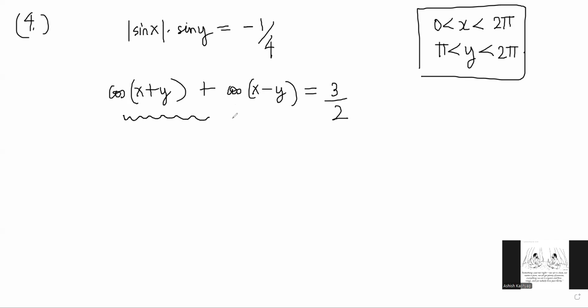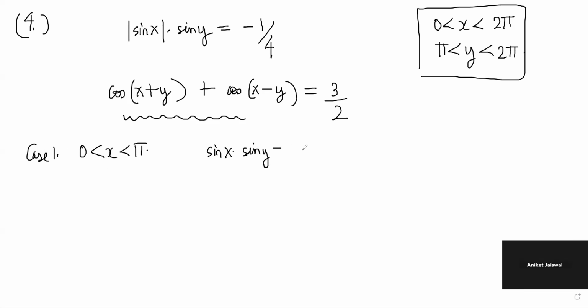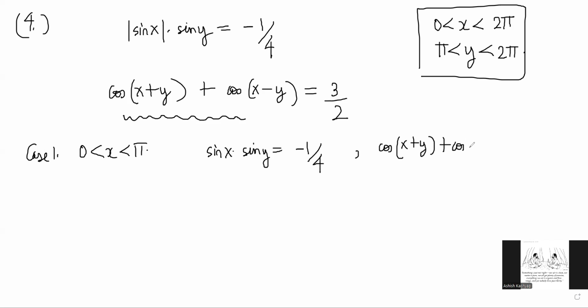Obviously there will be two cases. You can write here case 1, when 0 is less than x is less than pi. In that case, you will have sin x into sin y is equal to minus 1 by 4, right? And the second equation is the same, cos(x plus y) plus cos(x minus y) is equal to 3 by 2.